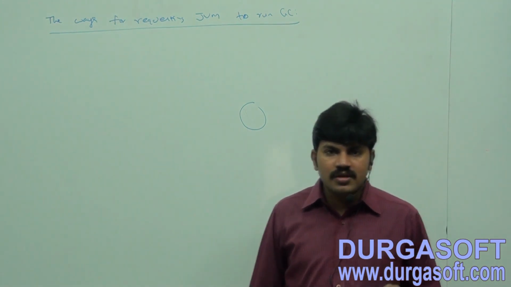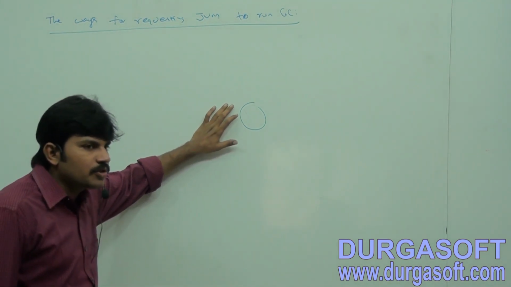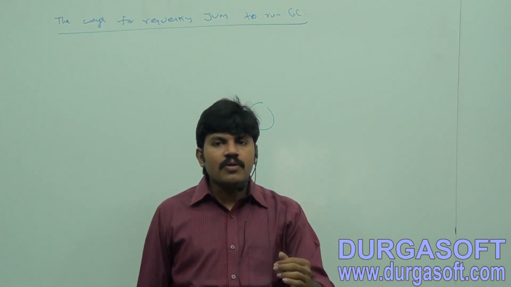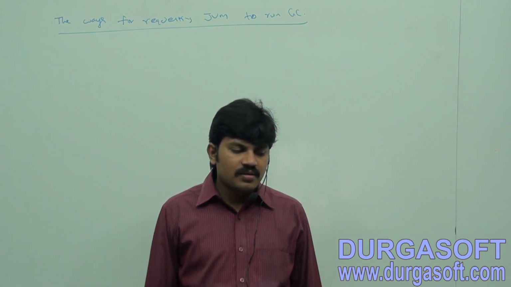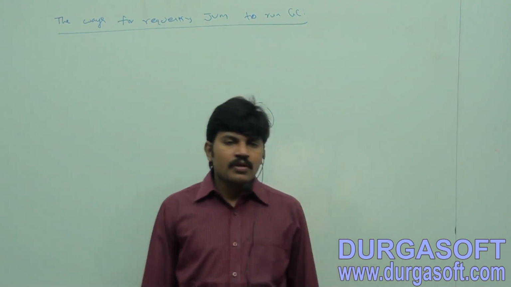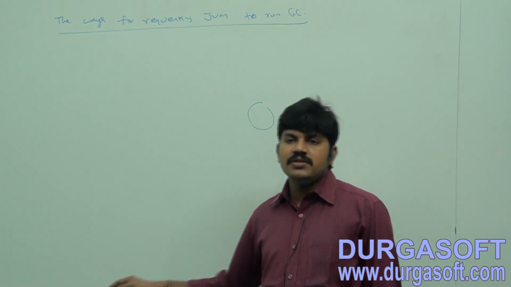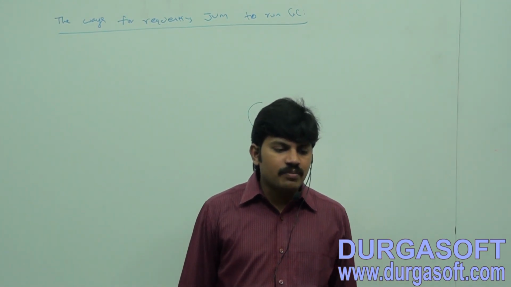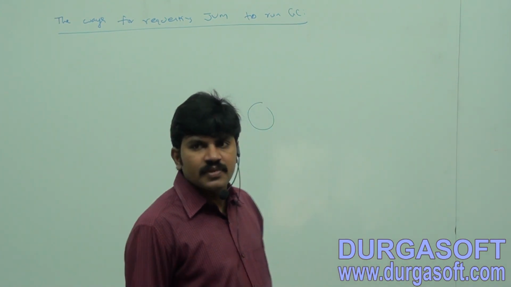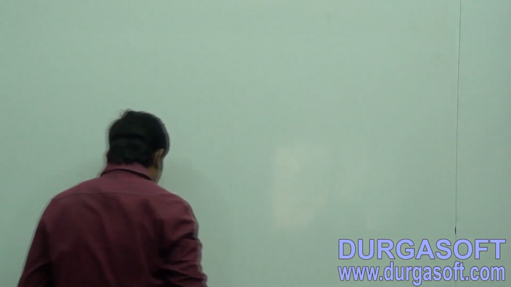Okay, so this is what you people should be aware of clearly. How is it possible to request a JVM to run garbage collector? Yes, boss. In how many ways can we request? The following are two ways for requesting JVM to run garbage collector.